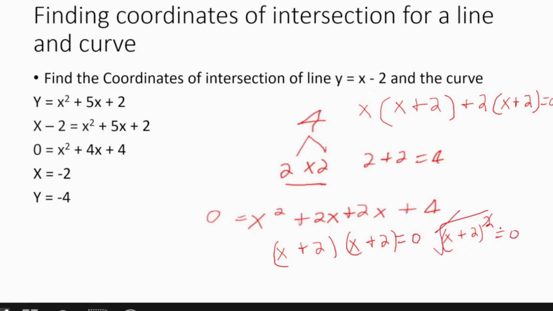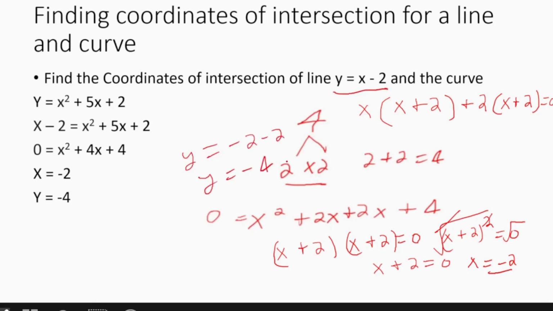If I take the square root on both sides, what I have is x plus 2 is equal to 0, and then x is equal to minus 2. This is how you can use the factorization method to do this. And then, as you can see, y is equal to x minus 2, so you can do y is equal to minus 2 minus 2. This becomes y is equal to minus 4.